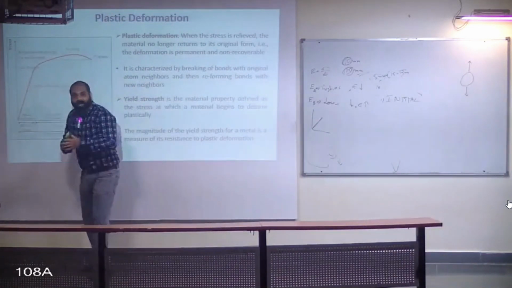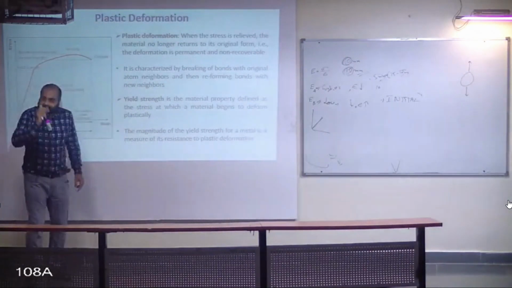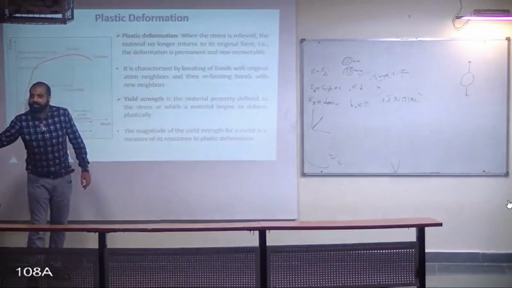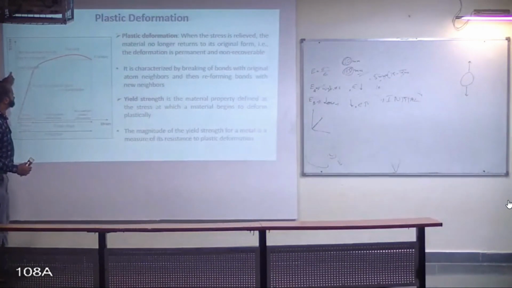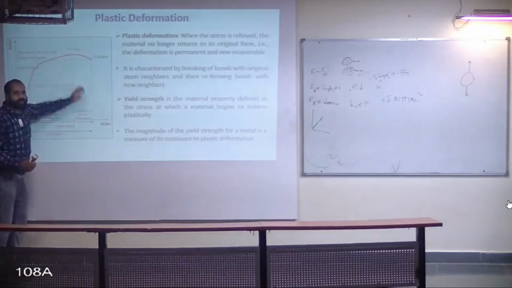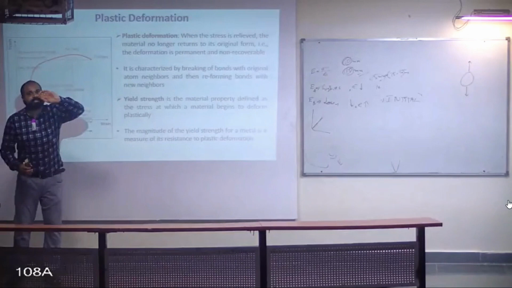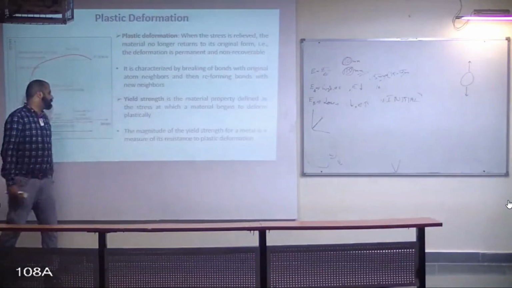So what is yield strength? Exam में पूछा जाता है यील्ड स्ट्रेंथ क्या होता है? It is the stress. Yield strength is corresponding to the stress at which a material begins to deform plastically. उस पॉइंट के बाद से प्लास्टिक डिफॉर्मेशन का प्रारंभ होता है. So that is your yield strength.